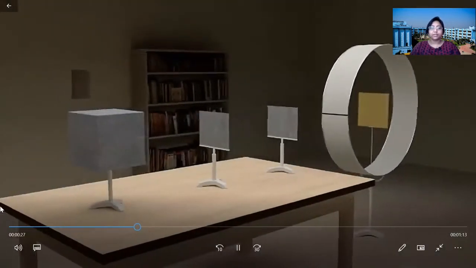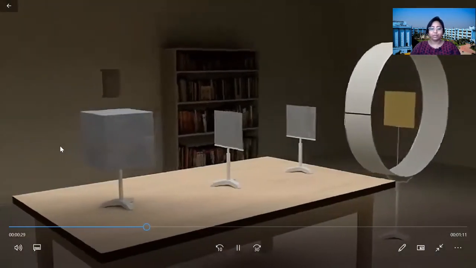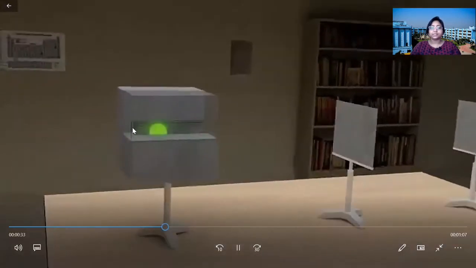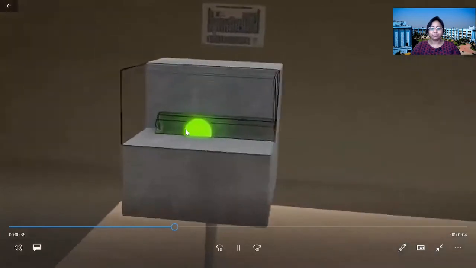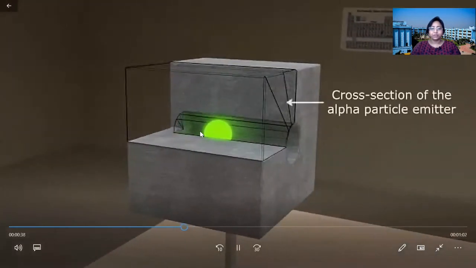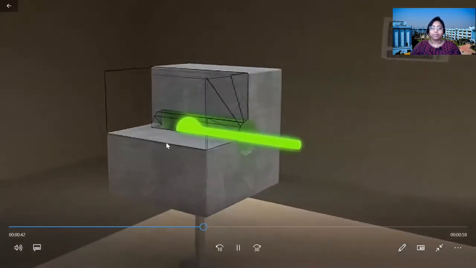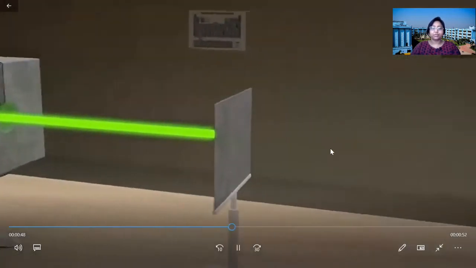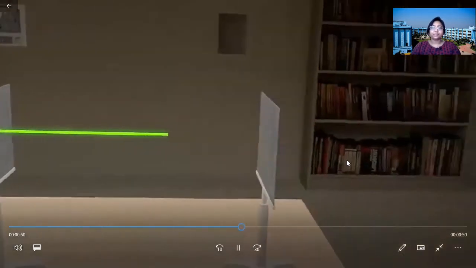So here you can see how the alpha particle will come. It is a beam from the alpha particle emitter. So the alpha particles are emitted and go through the slit, passing through it.